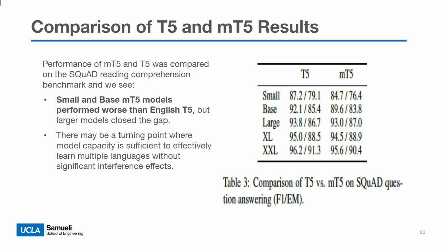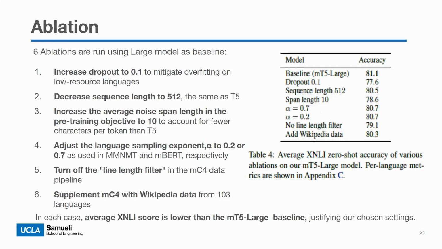without significant interference effects. Moving over to ablations, we tried 6 different ablations using the large model as the baseline to see whether our chosen settings are right or not. First, we increase the dropout to 0.1 to avoid overfitting. Second, we decrease the sequence length to 512, same as T5.